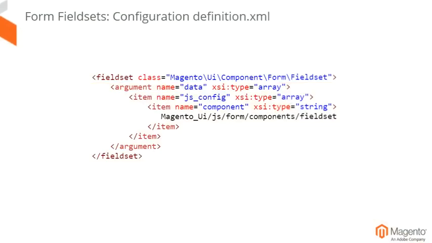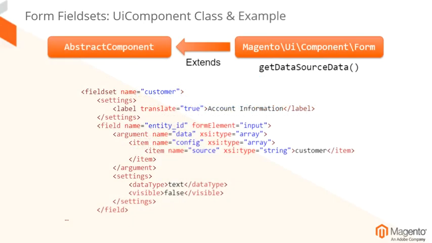Here is the original definition of a field set as a UI component. As you can see, it is a pretty standard UI component that is implemented in a Magento_Ui/view/base/web/js/form/components/fieldset.js JavaScript module. The FieldSet component's PHP class extends AbstractComponent. This class is almost empty.